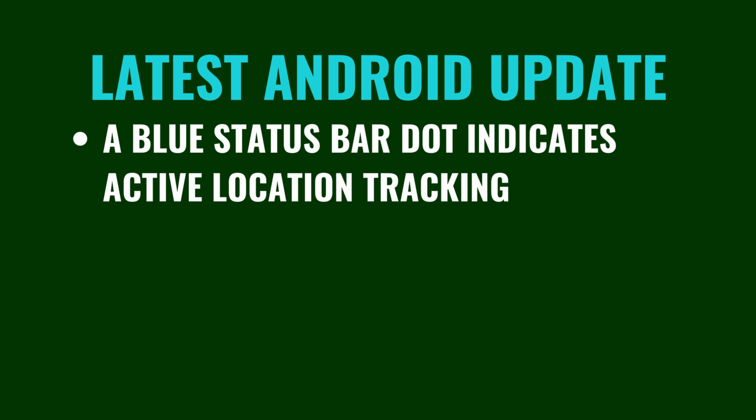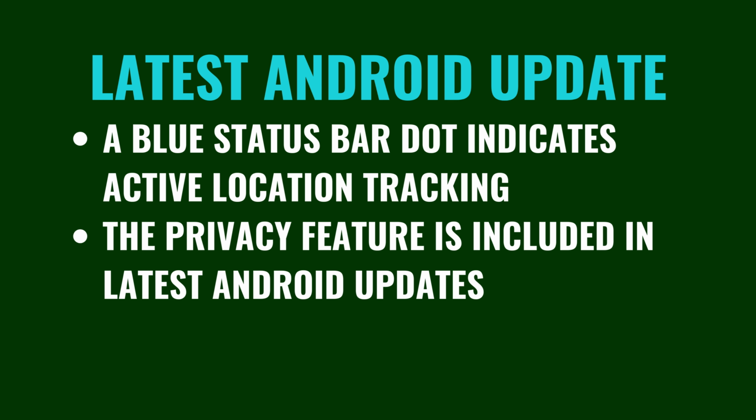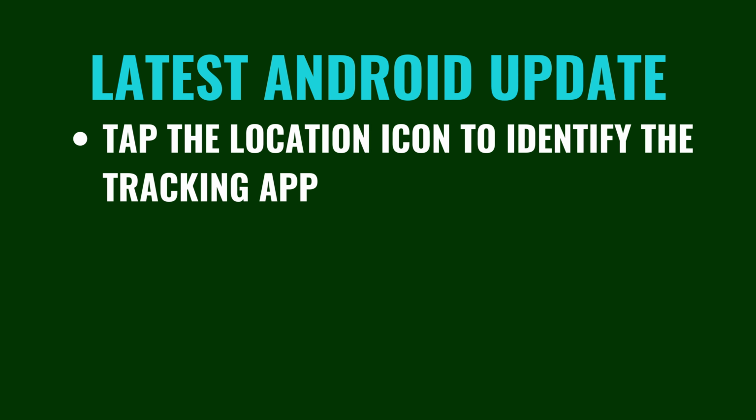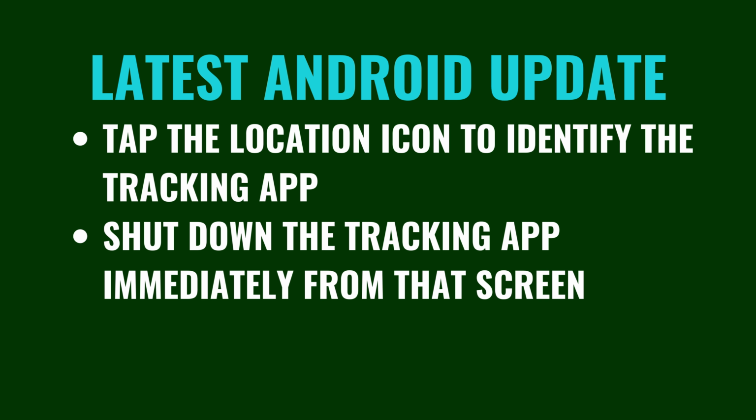And a final pro tip: in the latest Android updates, a blue dot will now appear in your status bar whenever an app is actively using your location. If you see that dot and didn't expect it, you can swipe down on your notification shade and tap the icon to see exactly which app is tracking you and shut it down immediately.